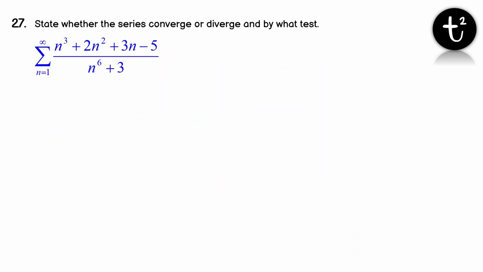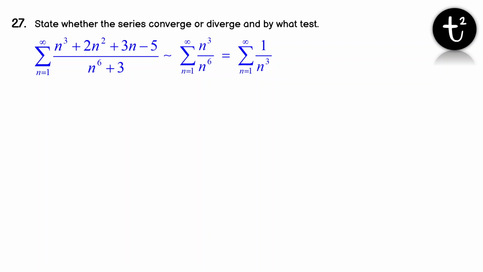All right, number 27, we have the sum of n cubed plus 2n squared plus 3n minus 5 divided by n to the power 6 plus 3. All right, so for this problem, again, I wish to compare to a series. I'm going to create a series, and the way I'm going to create the series is by just keeping the leading term in the numerator and the leading term in the denominator.